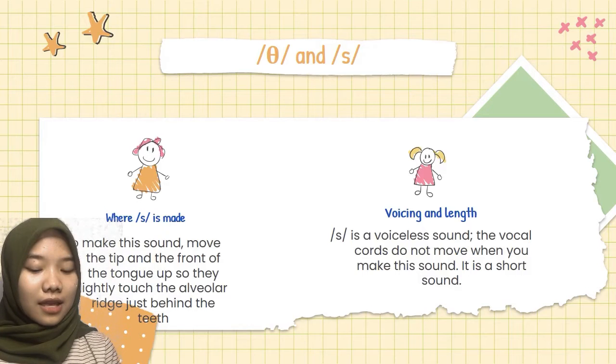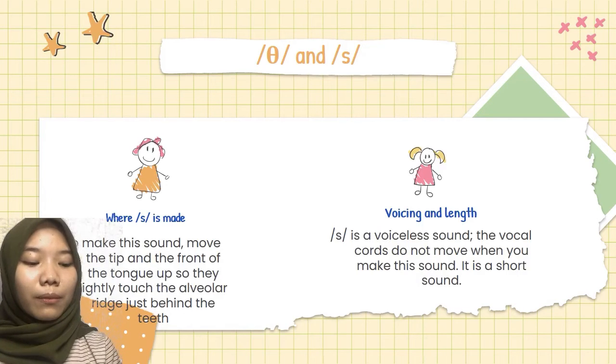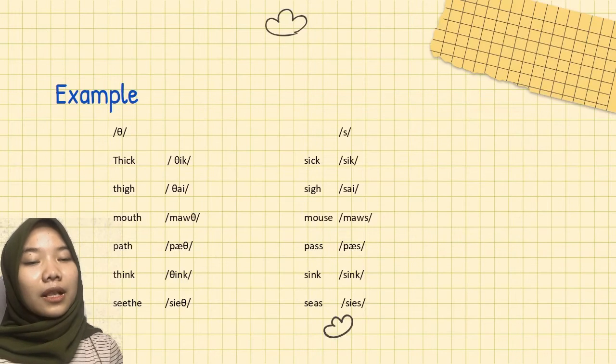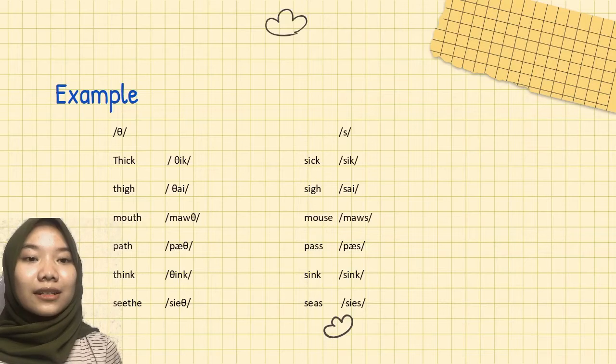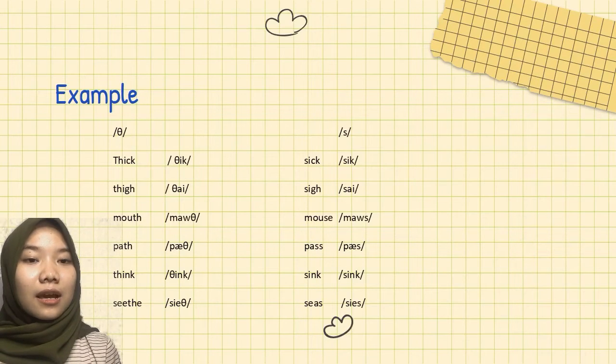Voicing and length. This is a voiceless sound. The vocal cords do not move when you make the sound. It is a short sound. Okay, example: sick, tie, sigh, moat, mouse, pet, pass, think, sing, sit, sis.